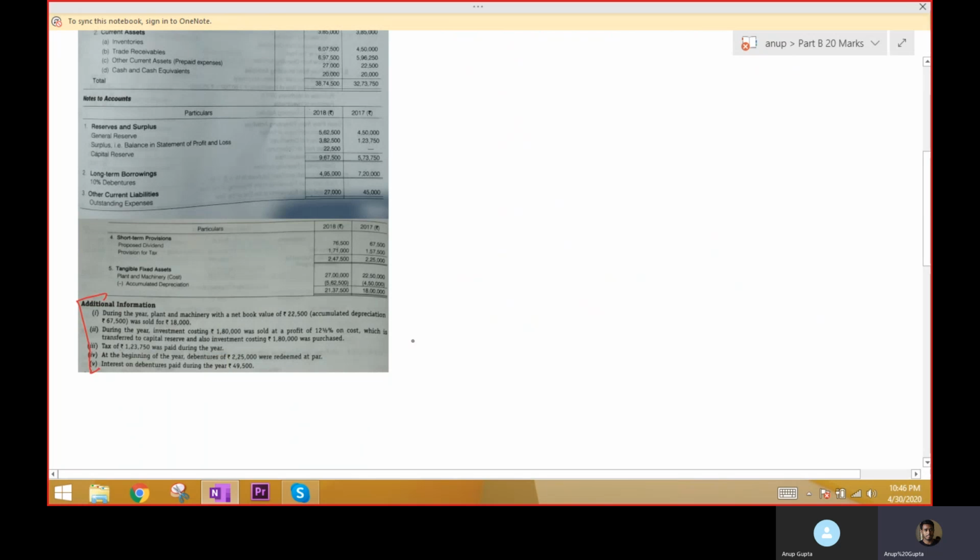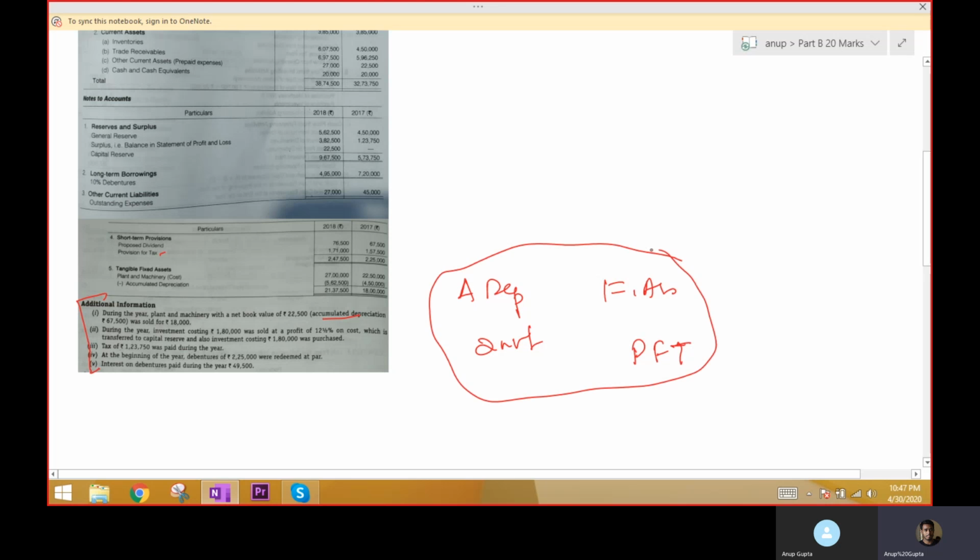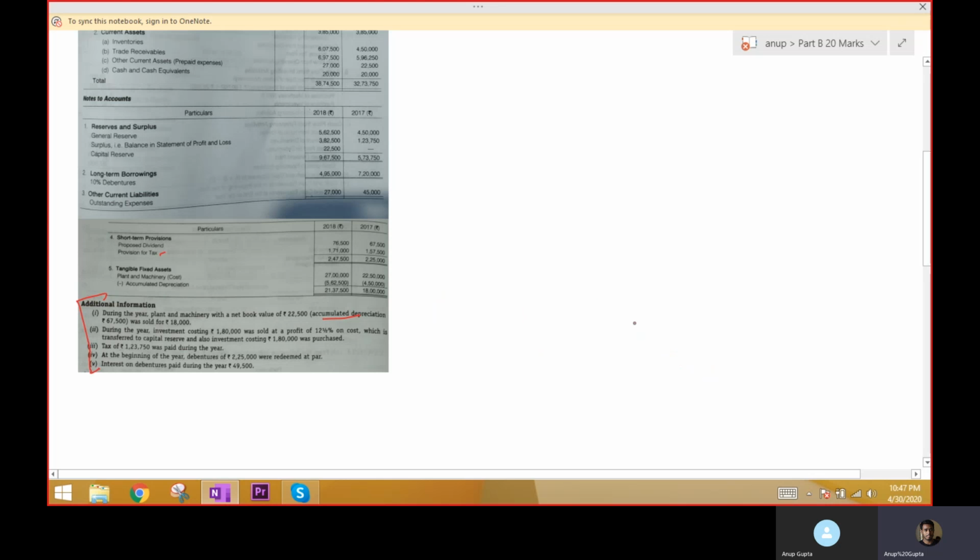For example, in this question, accumulated depreciation is given, so you'll have to make an accumulated depreciation account. Obviously, a fixed assets account. If it is machinery or whatever, you have to make the fixed assets account. Investment is there, so you have to make an investment account. Then there is tax paid, and if there is any provision, that means you have to make a provision for tax account also. So you need to make these four accounts very first. Once you make these four accounts, you balance the ledger and find the balancing figure.